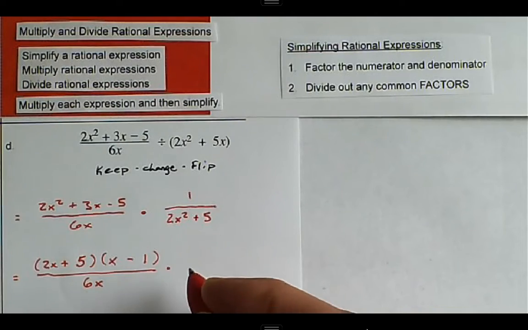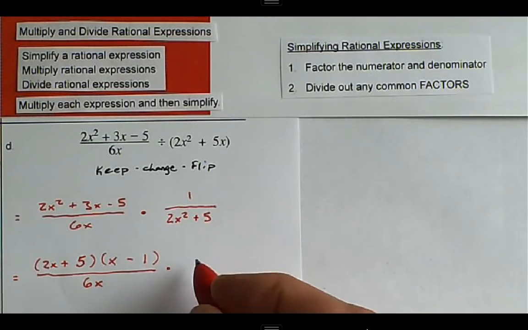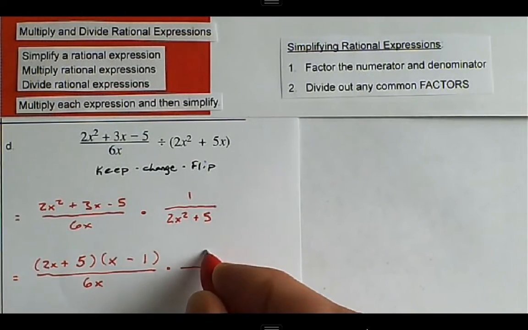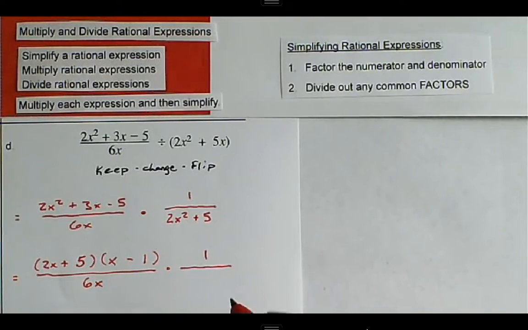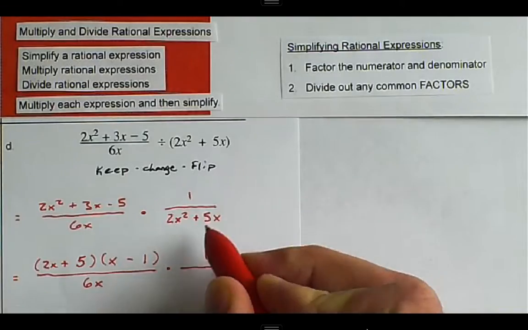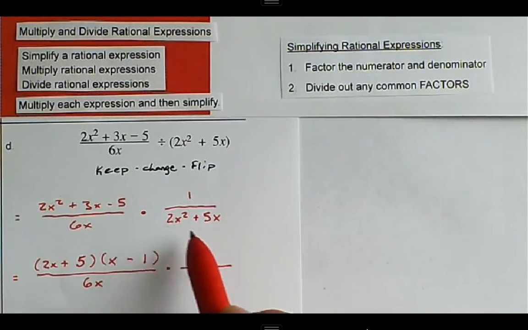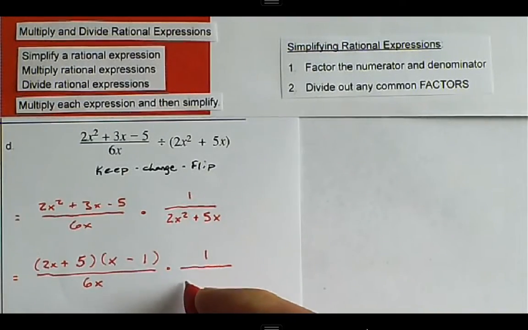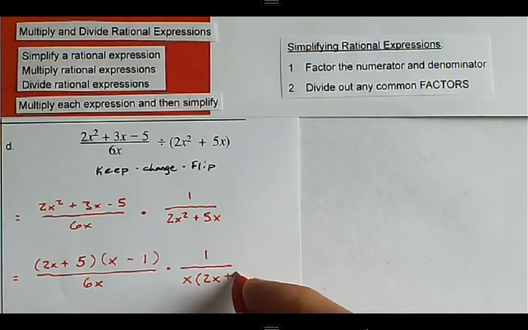We still have our multiplication, and 1 is in the factored form already. And then we see that we have, I forgot the x right there, we see that we have an x in both, so we can factor that out, and we're left with x multiplied by 2x plus 5.